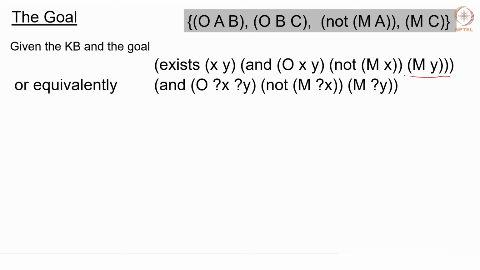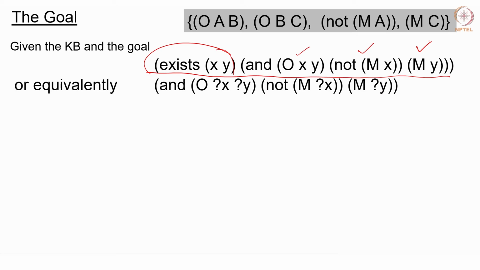Now, given this knowledge base, without going into the semantics, whether we are talking about the blocks world or people looking at each other, we want to ask this query. In first order logic, with the quantifiers, we are saying: does there exist an x and a y such that O(x,y) is true, not M(x) is true, and M(y) is true?